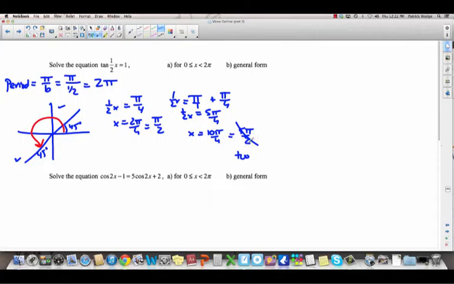It's not within 2 pi, right? 2 pi is the same as 4 pi over 2. This is 5 pi over 2. It doesn't fall within the restriction there, so this is too big. We only end up with one answer right here: pi over 2. That's our only answer. In terms of general form, x equals pi over 2 plus the period, which is 2 pi, and then the n. So 2 pi n.